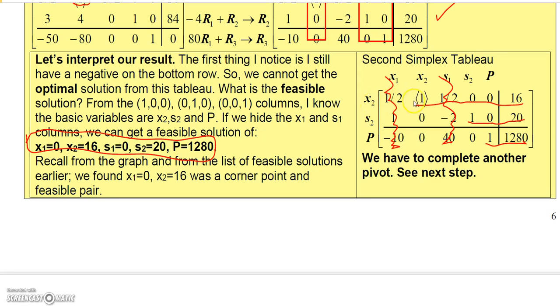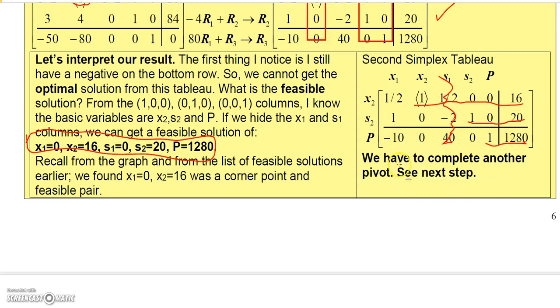So I had x2 as a basic variable, s2 as a basic variable, and p as a basic variable, and that meant x1 was now non-basic and s1 was now non-basic. Since x1 is non-basic, it was 0, s1 was non-basic, it was 0, and x2, s2, and p I found from the remaining values here. This tells me that x2 is 16, s2 is 20, and p is 1280.